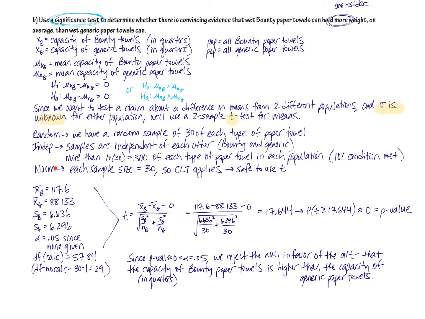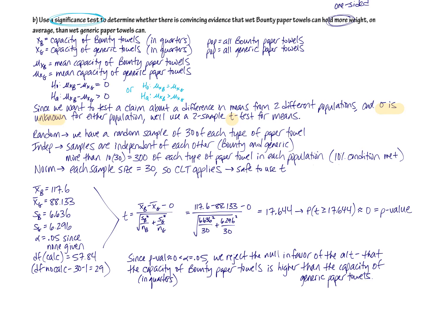So just make sure that each sample size is equal to 30, CLT applies, that means it's safe to use T. Even though we have outliers in the distribution above, that's not what we're checking for in this case, because our sample size is not too small, defined by greater than or equal to 30.